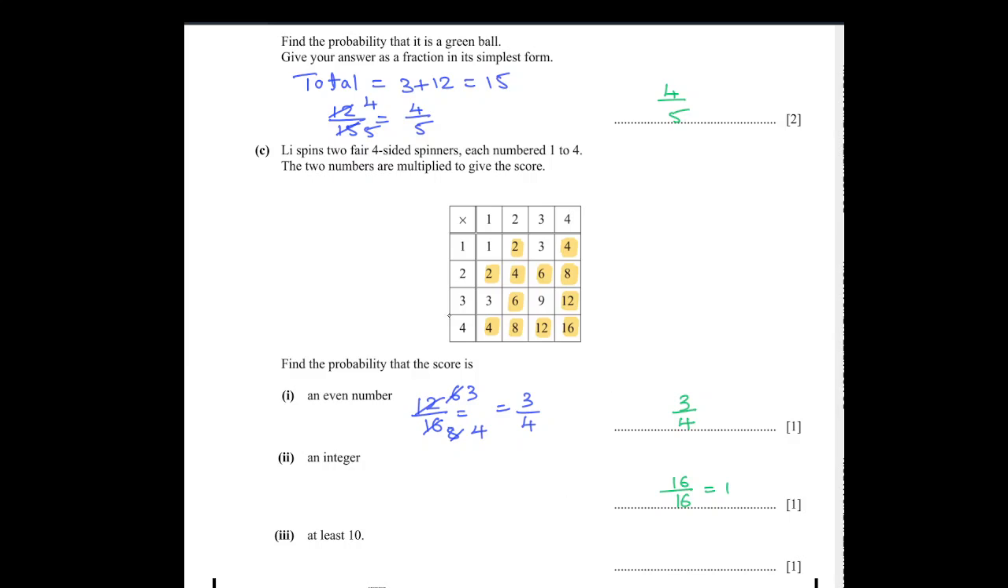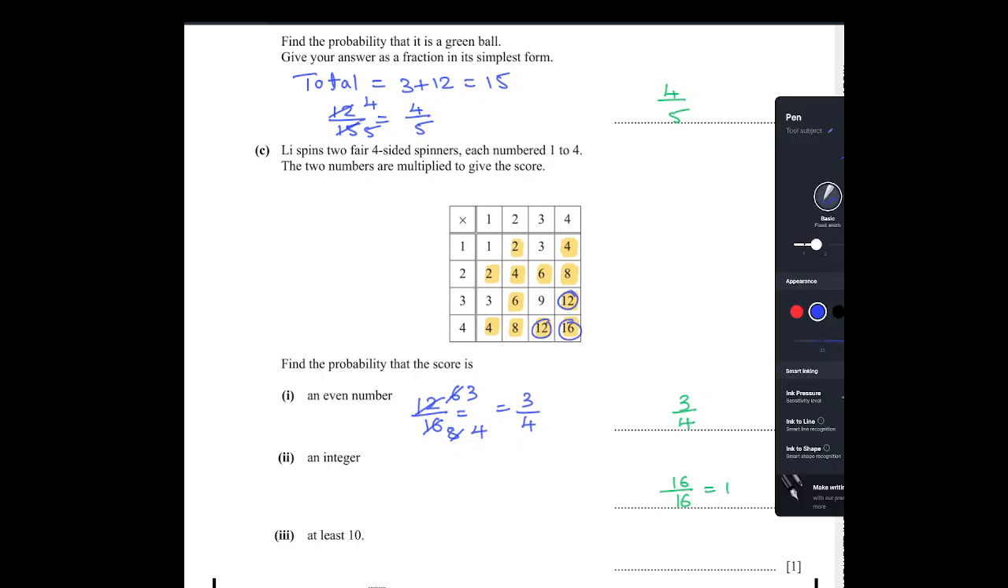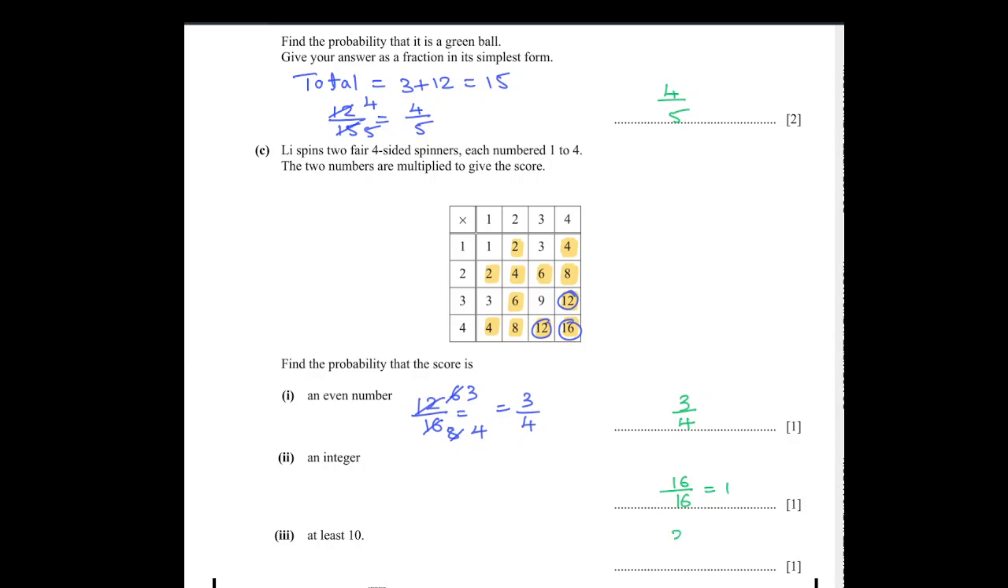So what are those values which are more than 10? There is no 10 here. It should be more than 10. So 12, 12, 16. There are only 3 values which are more than 10 here. So 3 by 16 is the answer.